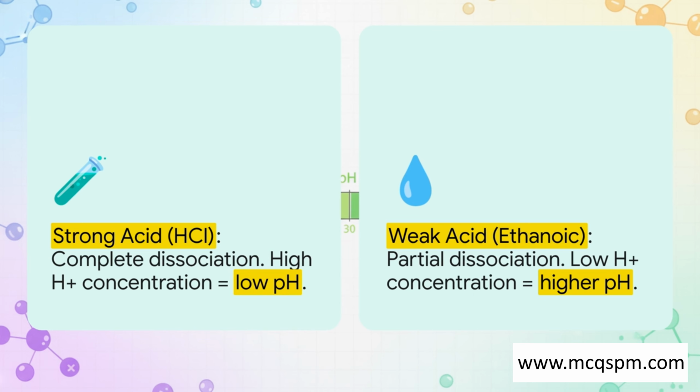Let me give you an analogy. Think of a strong acid like a plastic bag full of marbles that just rips wide open. Boom, all the hydrogen ions spill out at once. That gives you a really high ion concentration and a very low pH. But a weak acid, that's more like a bag with just a tiny little pinhole. The ions just trickle out slowly. So at any given moment, there are fewer free ions, which means, you guessed it, a higher pH.